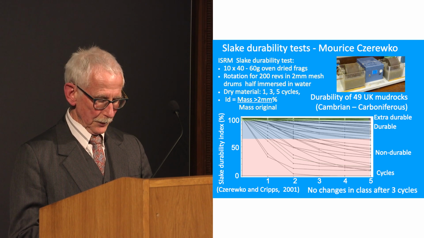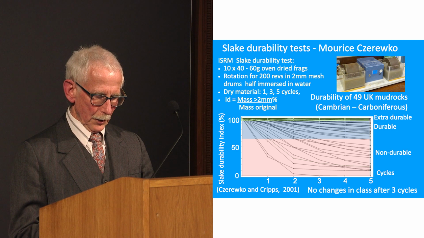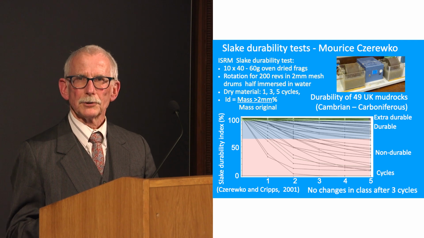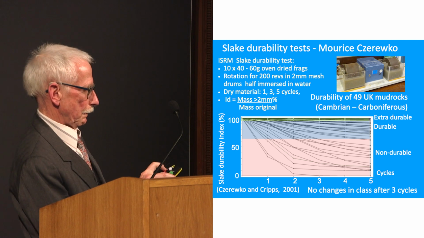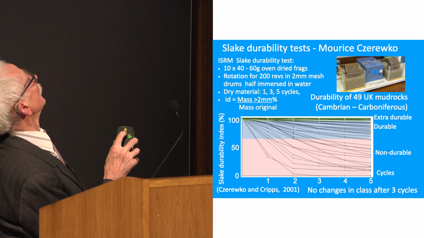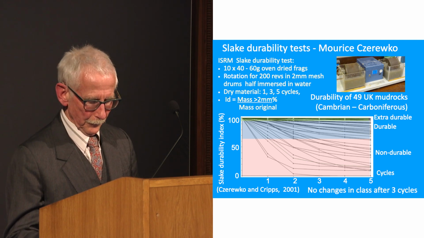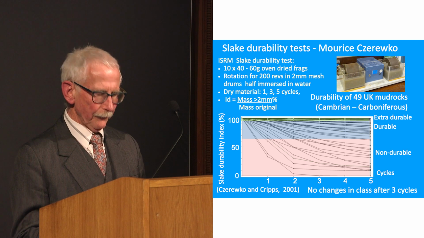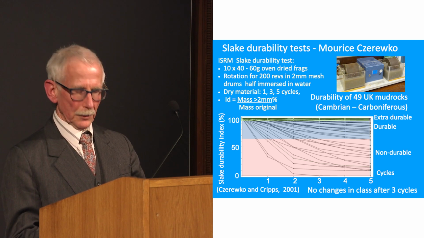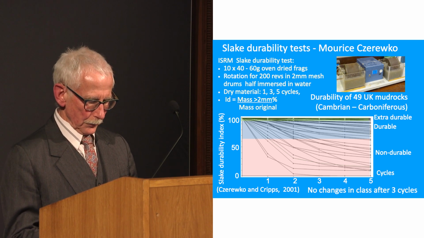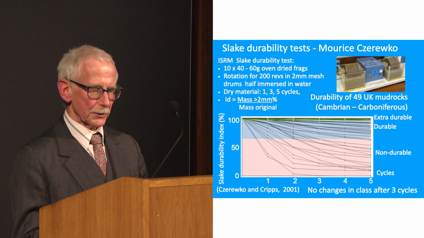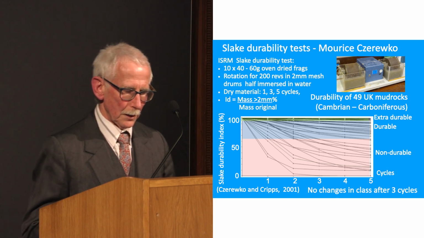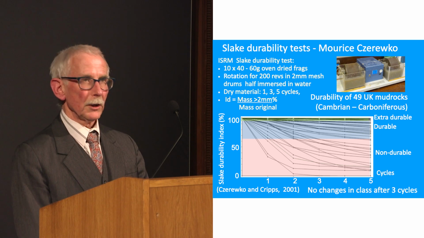Maurice subjected his 49 mudrock samples to slake durability testing up to 5 cycles, as shown on this slide. This distinguishes between the different durability classes of non-durable, durable, and extra durable, the very top part in green. One of the findings was that it takes at least 3 cycles to obtain a reliable result. Also, because the mesh size is 2 mm, the test is not sensitive to particles which break down into a size larger than that. It's also not very sensitive to low durability mud rocks.